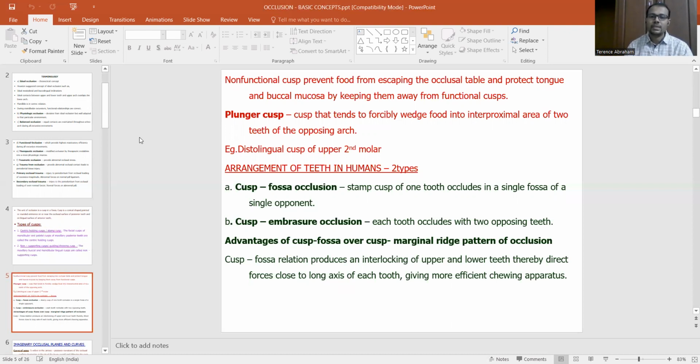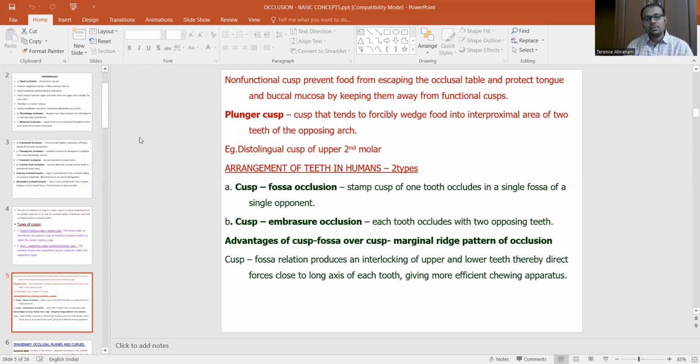What is a plunger cusp? These are the cusps that tend to forcibly wedge food into the interproximal area of two teeth of the opposing arch. An example of a plunger cusp is the distolingual cusp of the upper second molar. During mastication, this upper second molar distolingual cusp wedges food into the interdental space of the lower teeth. They are known as plunger cusps.